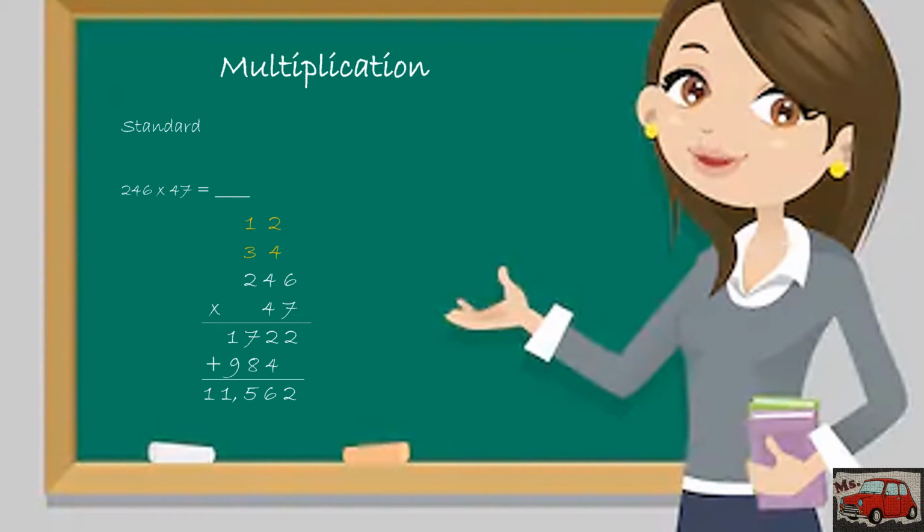Now, let's multiply the 4 to 246. 4 times 6 is 24. Yung 4, ibababa ko, pero iuusog ko siya dun sa tens place.